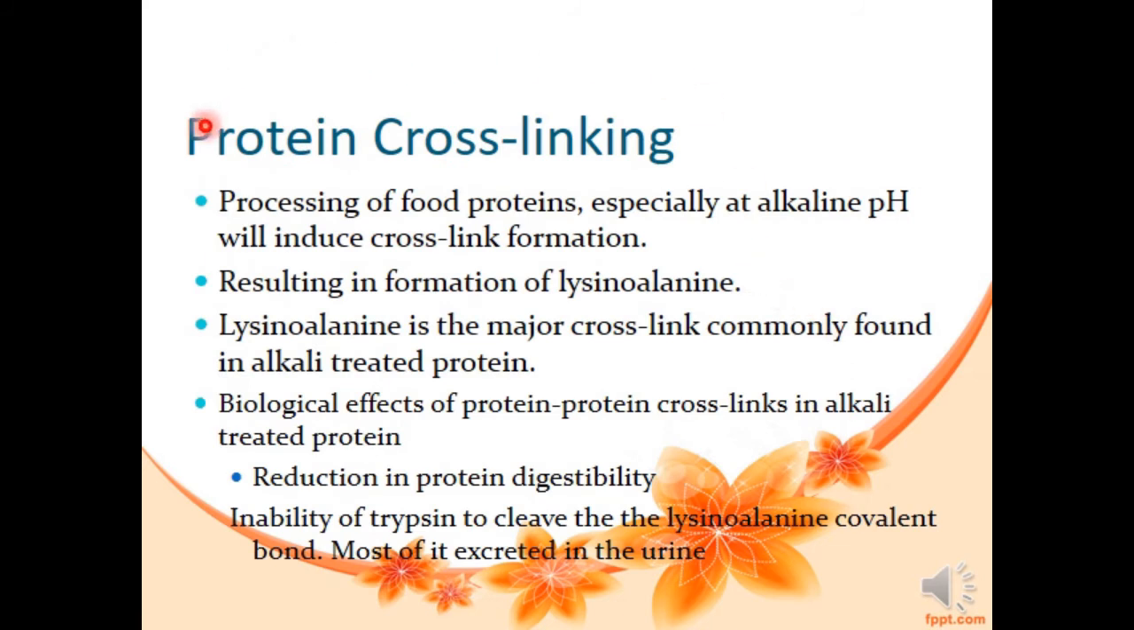Now, the cross-linking reaction proceeds after the formation of dehydroalanine, especially when the food undergoes high processing temperature and alkaline pH, which is the racemization reaction just now. This racemization further will induce cross-link formation. That dehydroalanine can react with a lysine residue to form lysinoalanine. And this lysinoalanine is the major cross-link found in alkali treated protein.